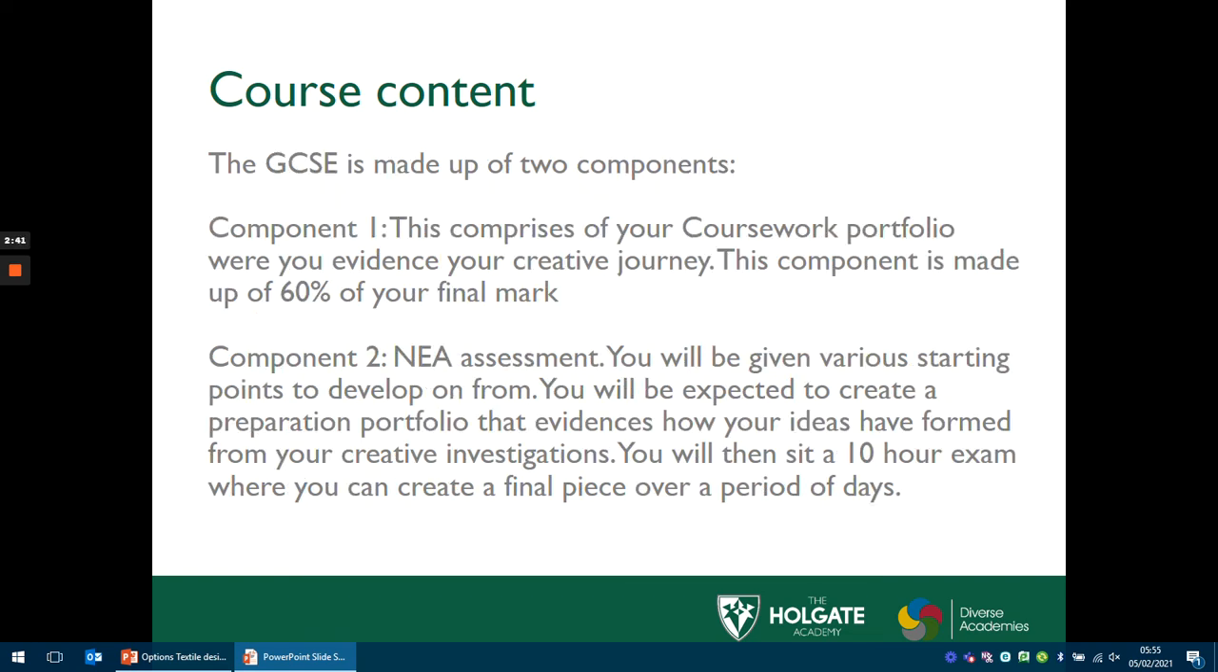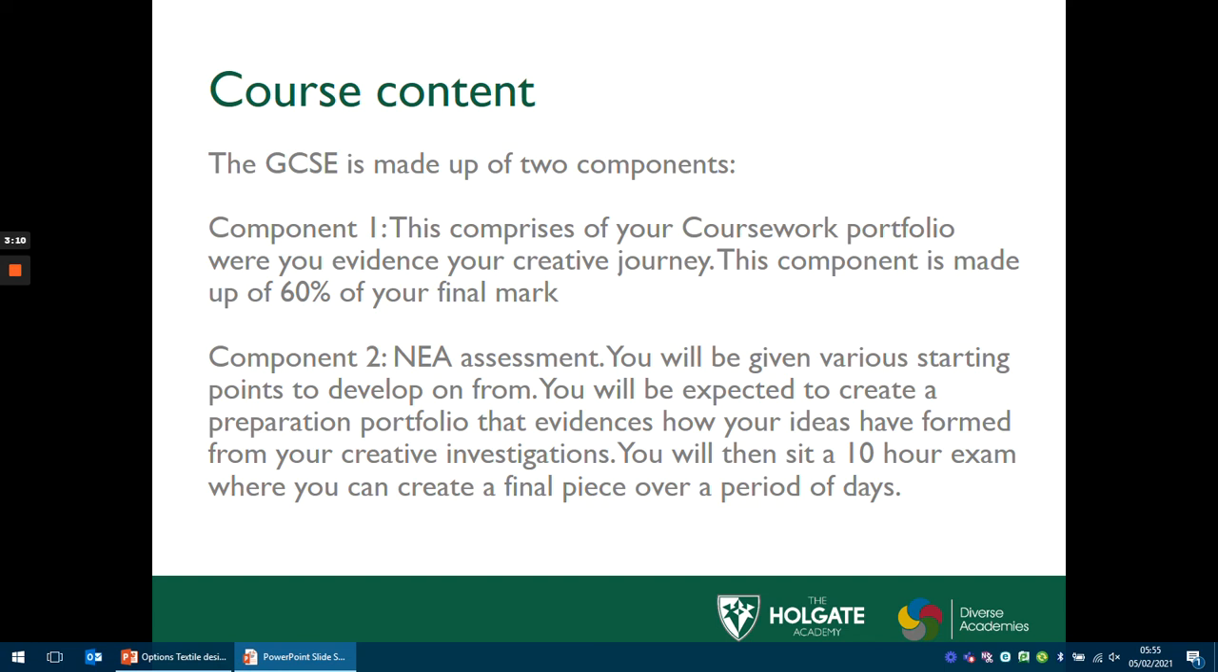So the actual GCSE is made up of 2 components. Component 1 comprises of their coursework portfolio. This is worth 60% of the final mark, and this is where the bulk of the skills, the technique evidence will be. So it will be formulated through projects that will be set by the teacher, which will then eventually lead to much more independent projects to allow the student much more control over their creative journey.